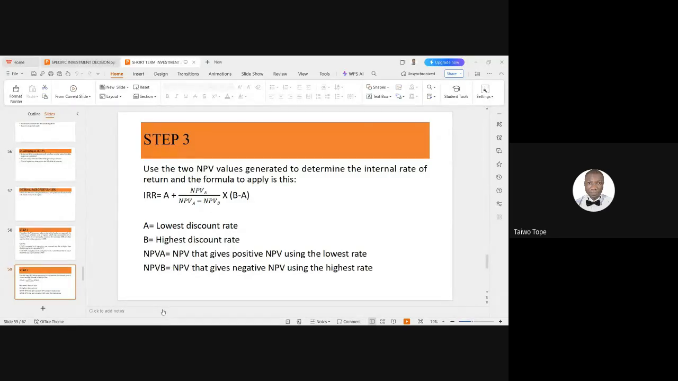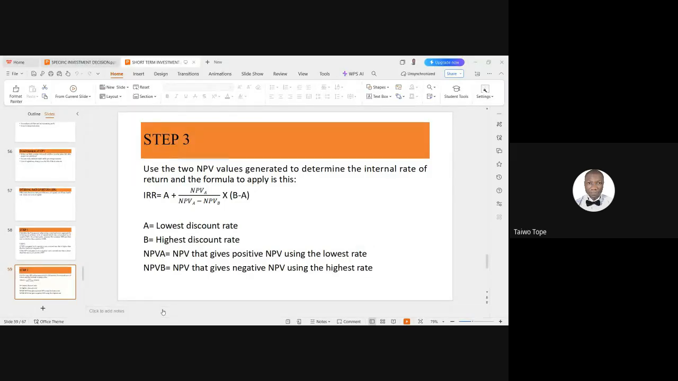So if this is your first time of seeing this, you can write it down so that when we try to apply it in a question, we will not ask too many questions. This formula can be expressed in another way. Some authors might not put NPV of A, they can decide to write it in another form. So don't get confused. They are all telling you the same thing. They are all speaking the same language.